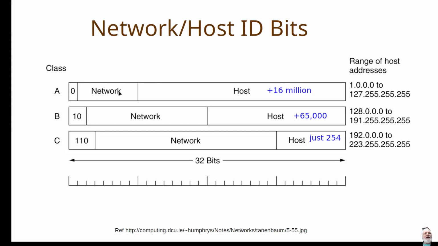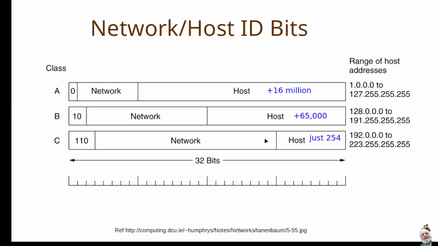If you have class A, the network is the first 8 bits. That leaves you 24 bits for the host, which means you can have 16 million unique devices on that network. Class B, you have 16 bits for the network, so you're left with 16 bits for hosts, which still gives you over 65,000.